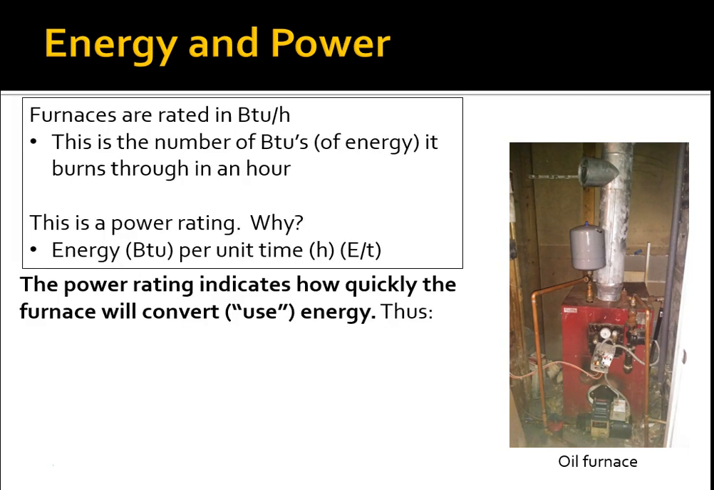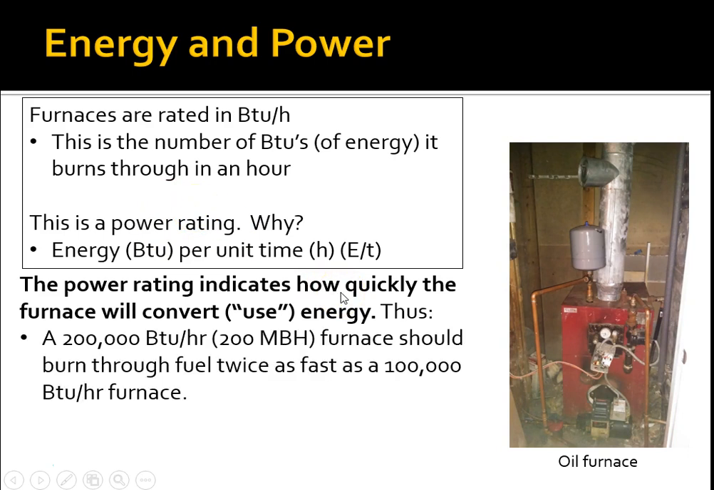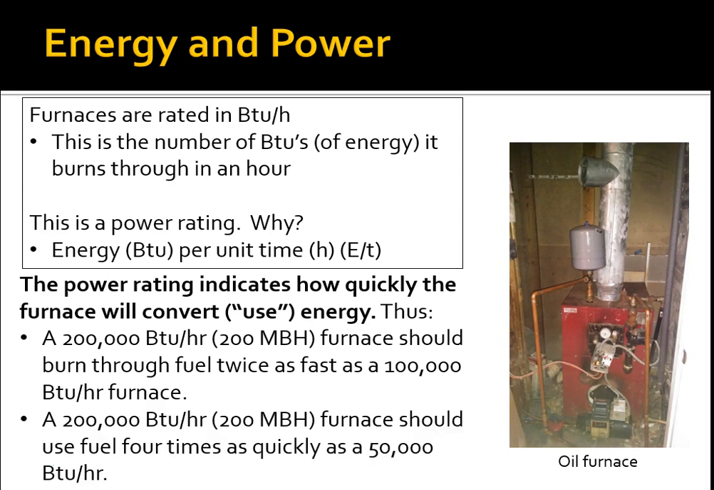So just to clarify here, we know that a BTU per hour is power because it's a rate. And so it follows that a 200,000 BTU per hour furnace should burn through fuel twice as fast as a 100,000 BTU per hour furnace. And the same 200,000 BTU per hour, 200 MBH furnace should use fuel 4 times as quickly as a 50,000 BTU per hour furnace. So again, the reason that I'm pointing this out, the power rating tells you how quickly it's going to burn through energy.